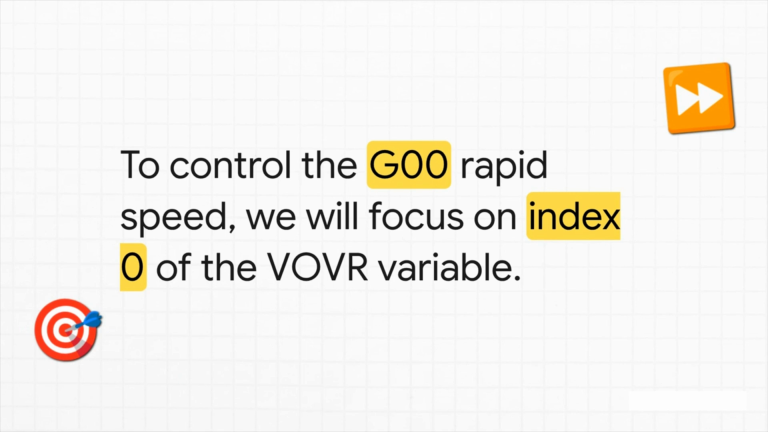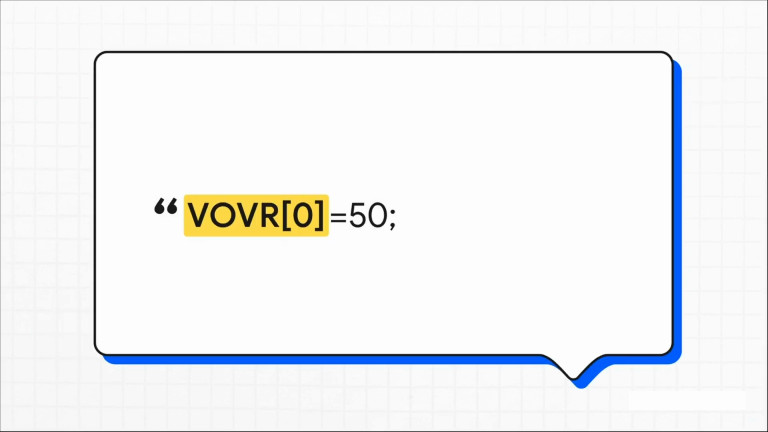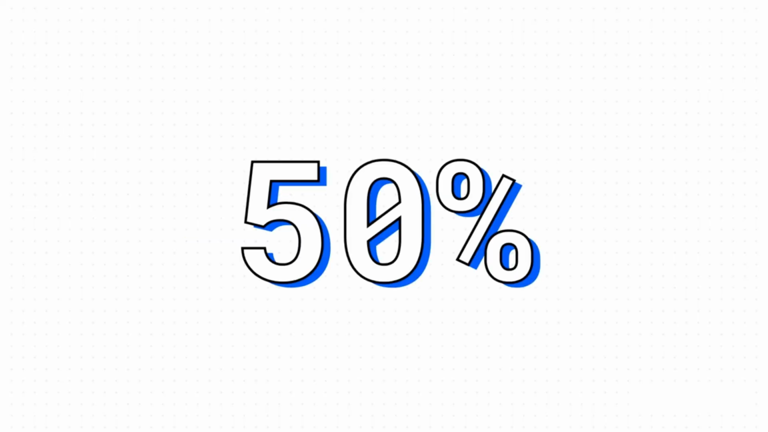So yeah, to slow down that rapid move, we're going to be using VOVR with index 0. This is going to be your go-to for pretty much any safety or prove-out situation you can think of. And here it is, the magic command. It's this simple. You just type VOVR0 equals 50. That one little line in your program, and boom, you are in complete control. So what's that 50 all about? It's just a percentage. You're literally telling the machine, hey, from this point on, I only want you to rapid at 50% of your top speed. It's that direct, instant, predictable control.